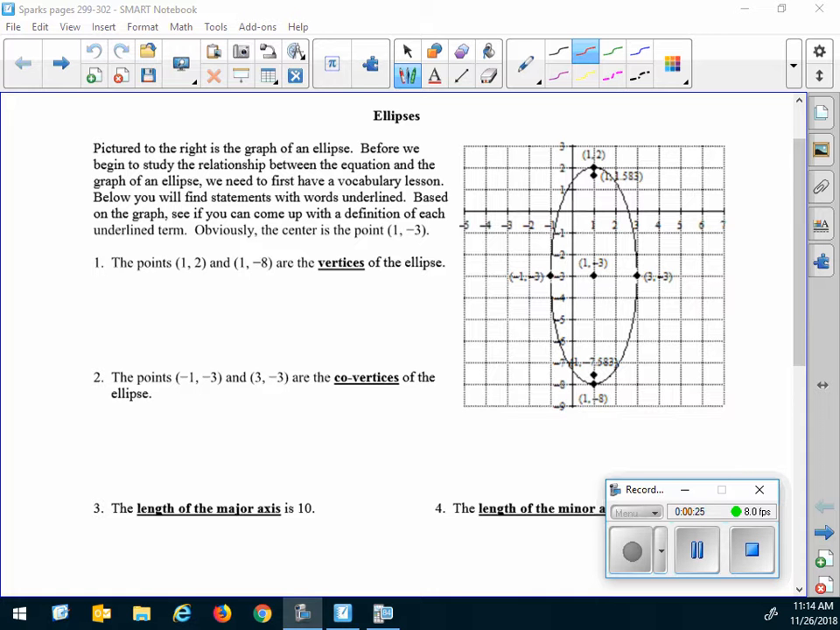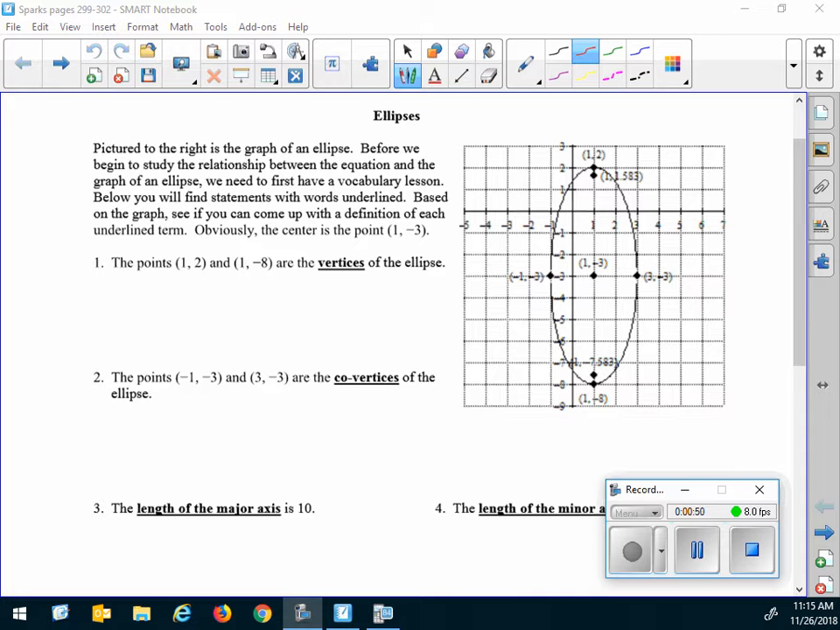Before we begin to study the relationship between the equation and the graph of an ellipse, we first need to have a vocabulary lesson. We don't do vocab quizzes. Below you will find statements with words underlined. Based on the graph, see if you can come up with a definition of each underlined term. Obviously, the center is the point (1, -3).